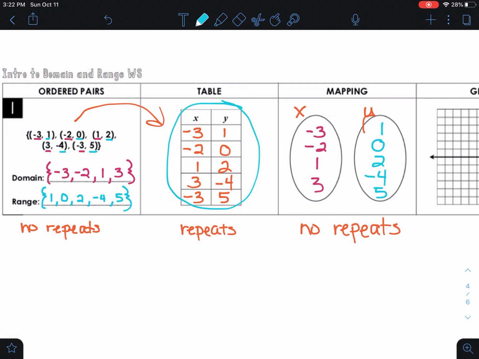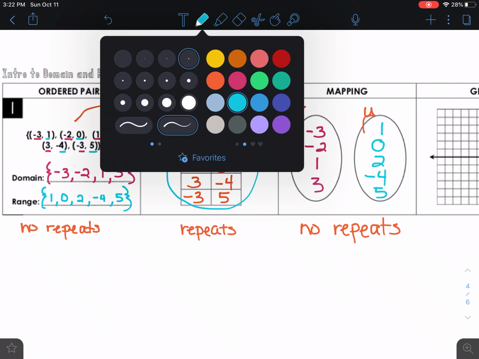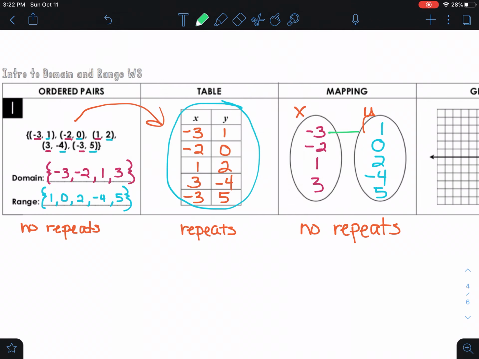Okay, now you can just look here, and wherever you see, you're just going to draw an arrow. Every arrow from x to y will represent an ordered pair. So -3 goes to 1. You are going to draw an arrow to represent -3, 1. There we go. Okay, then -2, 0. 1 goes to 2. 3, -4. And now here's where you've got -3 to 5. So at the top, I got to draw a line down to here. Okay? And there you've just made a mapping diagram.